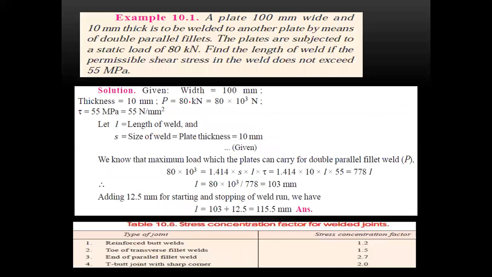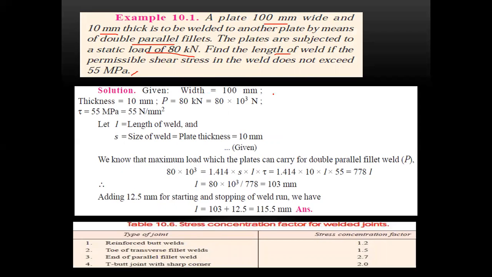Next problem. A plate of 100 mm wide and the thickness is 10 mm is to be welded to another plate by means of double parallel fillets. The plates are subjected to a static load of 80 kN. Find the length of the weld if the permissible shear stress in the weld does not exceed 55 MPa.